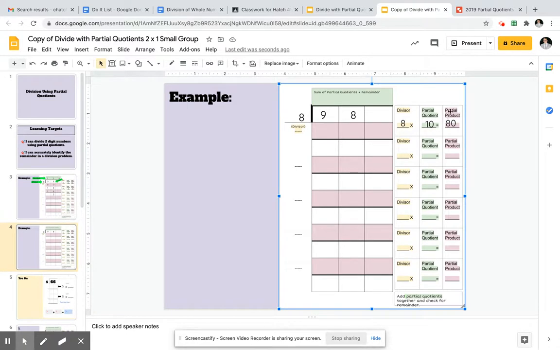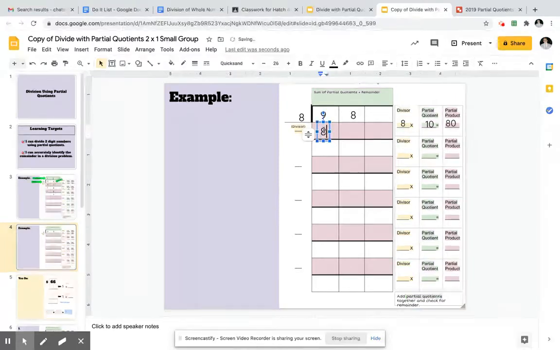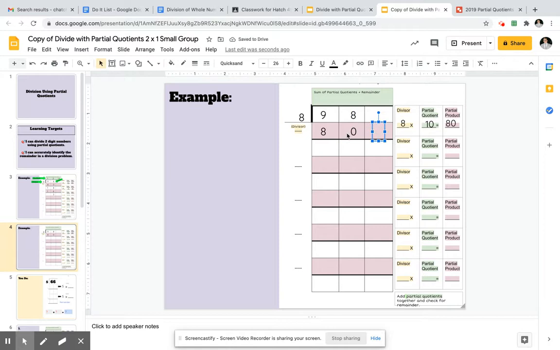Here where I have in pink partial product, I'm going to plug 80 in over here in the pink section. And now I'm ready to subtract. I'm going to subtract 80 from 98. Bring the 8 down. 8 minus 9 is 1. All right, so now I have 18.